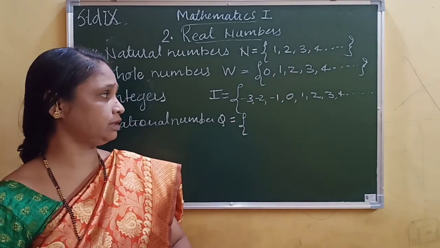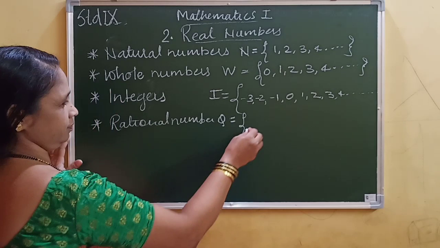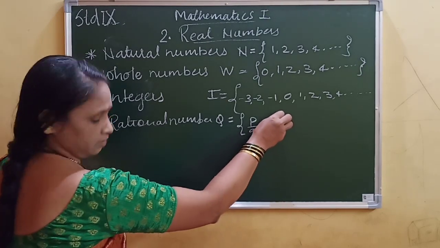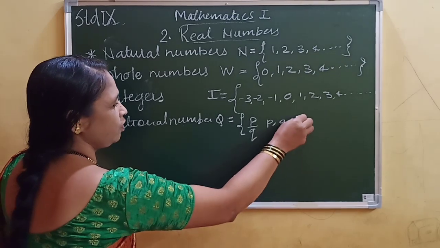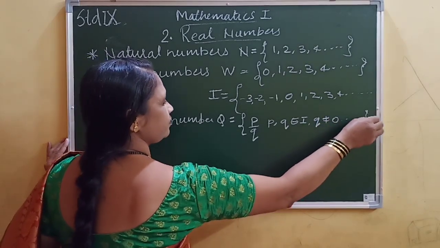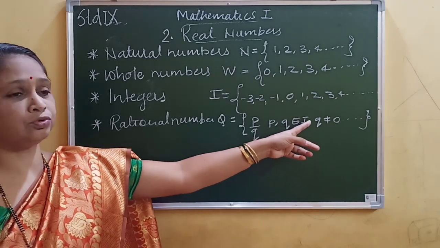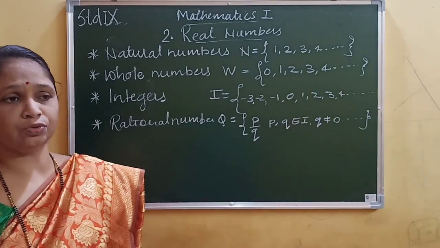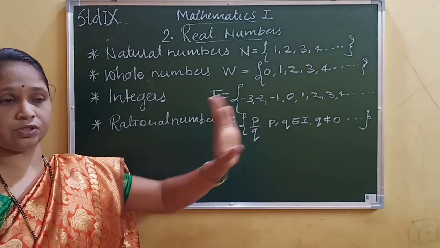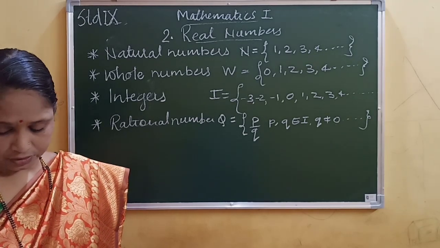All these numbers are included in the series of rational numbers. Rational numbers are written in the form p upon q, where p and q belong to integers, but q is not equal to 0. Integers are also rational numbers because their denominators are 1, so they can be represented as rational numbers.